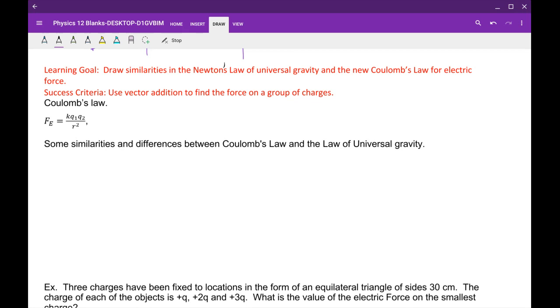All right, so Coulomb's law is the following: K Q1 Q2 R-hat over R squared. And just to let you know, this is a vector. Some similarities and differences between Coulomb's law and universal gravity: the law of universal gravity, you guys know, is force of gravity equals capital G m1 m2 over r squared. And this is also a vector, a force, actually.